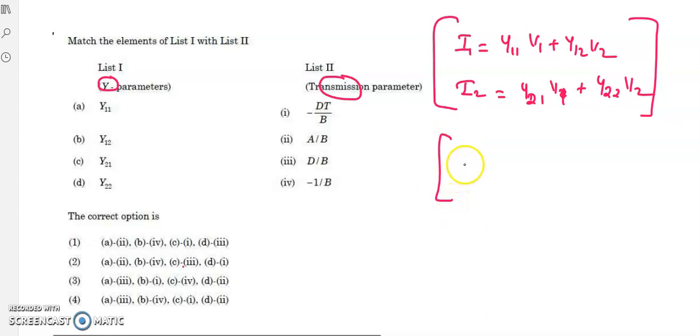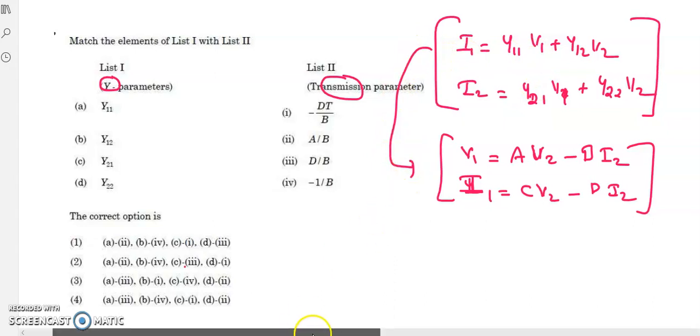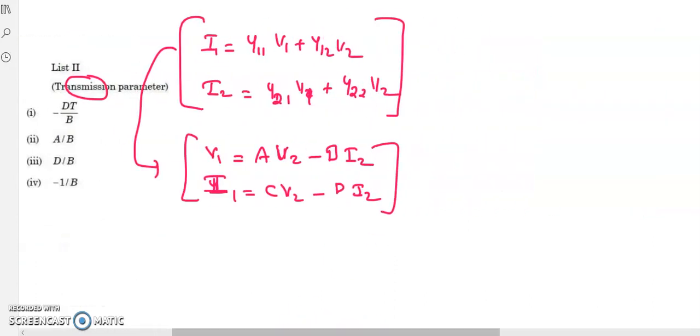And coming to the transmission parameters, the equations can be written as v1 is equal to a v2 minus b I2, and next I1 is equal to c v2 minus d I2. So both these two are the equations. Here I am going to convert the y parameters with respect to the transmission parameters. So just check how I am converting.